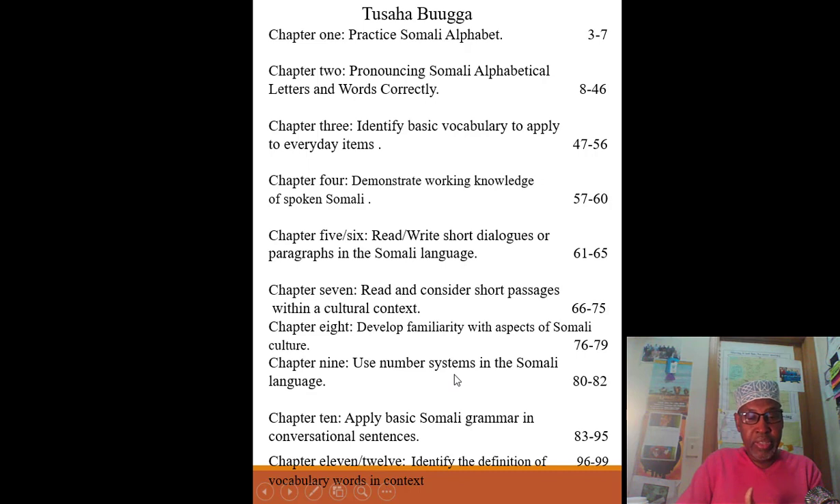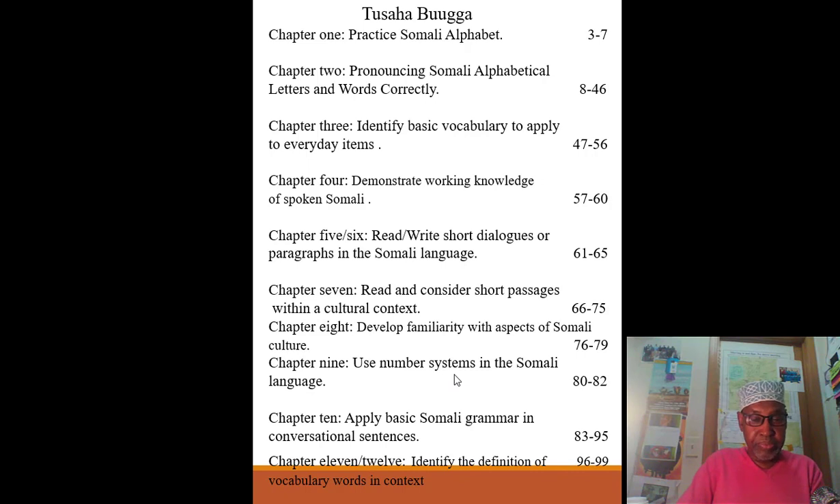Chapter 10 is based on the basic understanding of Somali grammar, like the change of tense, like present continuous, simple present, simple past, and future. Wan bahaya, wan baha, wan bahai, wan bihi doona. So these are the basics, and also you will learn about nouns and pronouns and adjectives, something like that. It's the basic grammar for the Somali language.